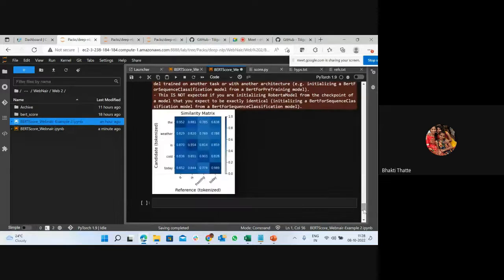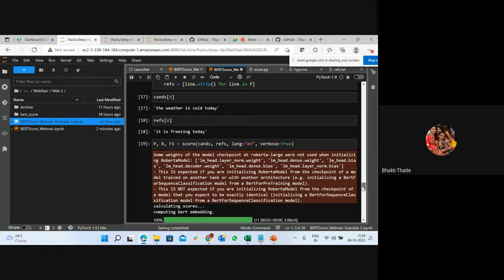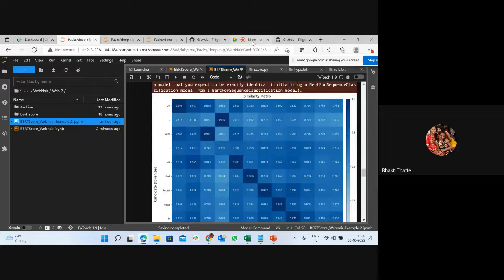The sentence we discussed is: the weather is cold today and it is freezing today. So the similarity matrix shows it like that. It gives the maximum similarity. If you see, "the" and "it" are in the same stop word family. "Weather", as I discussed, is not that, then "is", then "cold" and "freezing" mostly match, and "today" is a match. So this is the total discussion of the BERT score. Let me go and check the chats now.